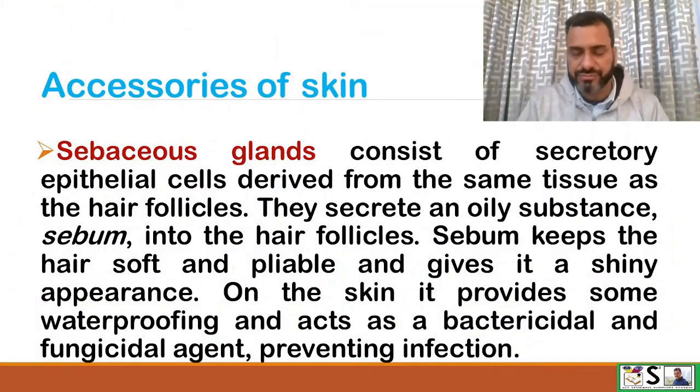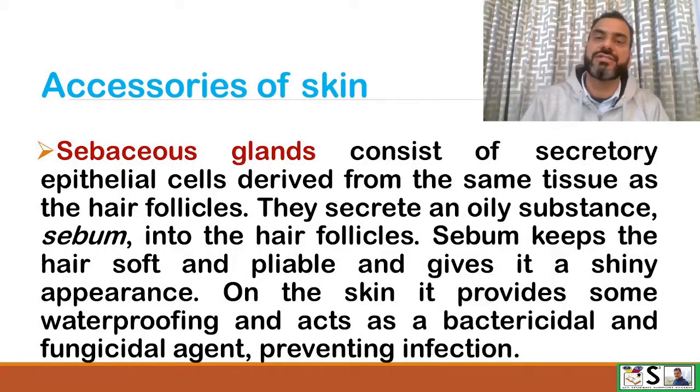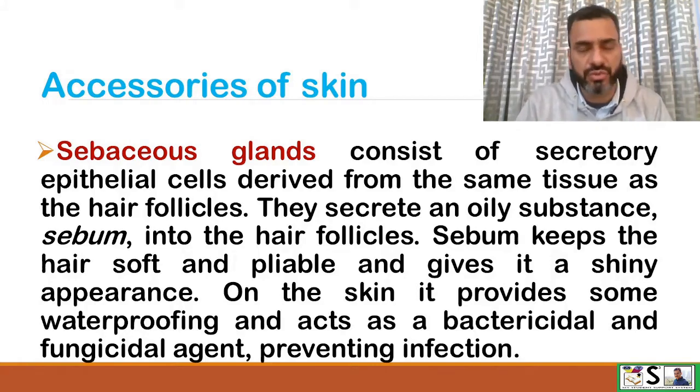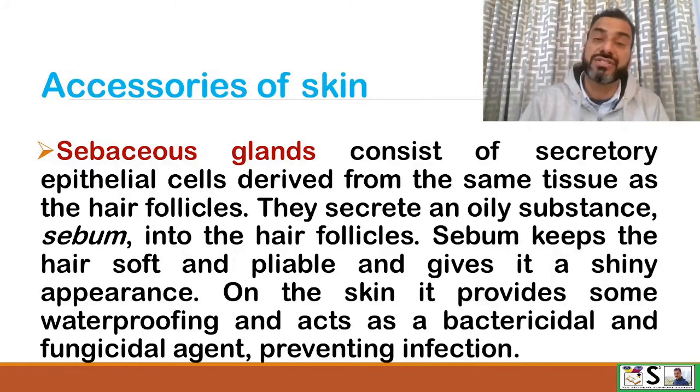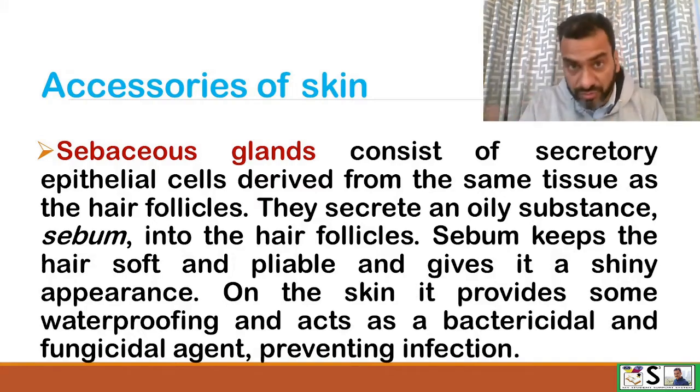Sebaceous glands. Sebaceous glands consist of secretory epithelial cells derived from the same tissue as the hair follicle. They secrete an oily substance called sebum into the hair follicle. Sebum keeps hair soft and pliable and gives it a shiny appearance. On the skin it provides some waterproofing and acts as a bactericidal and fungicidal agent and prevents infection.